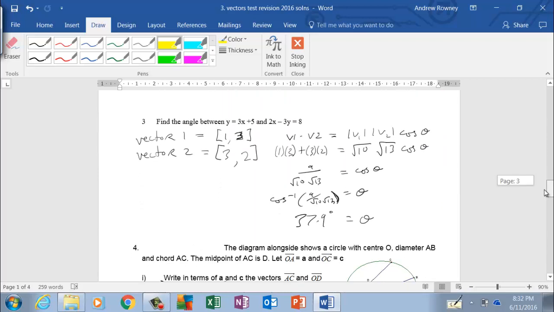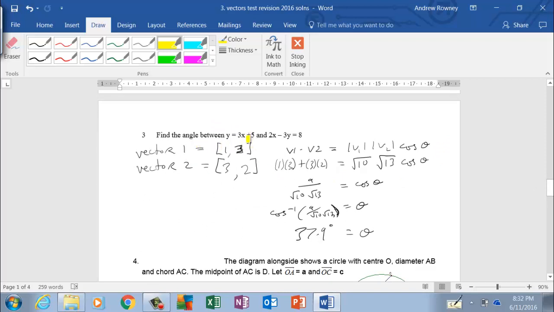Question 3, find the angle between two vectors. First of all, we need to get the vectors, and we get that from the slopes. So the slope of this line, you can say it's y equals mx plus c. So the slope is 3, and we say it's 3 on 1, and that's rise on run. And when you write a vector, it's always the run, comma, the rise, because you write the x first and the y second. So that's why we can write a vector in the same direction as this is (1, 3).